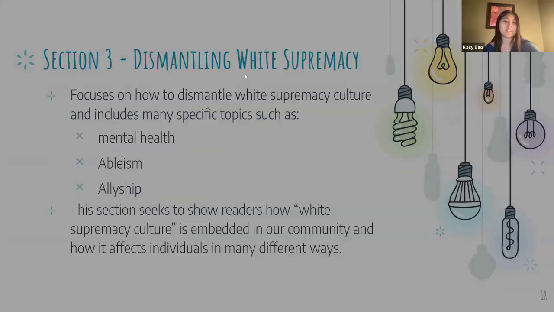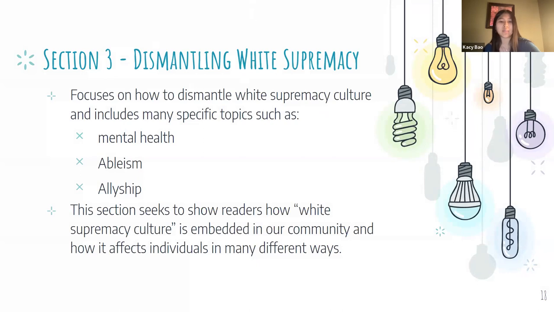The third section, which focuses on how to dismantle white supremacy culture, includes many specific topics such as mental health, ableism, and allyship. This section seeks to show readers how white supremacy culture is embedded in our community and how it affects individuals in many different ways. The term white supremacy can be heavy and difficult to process.